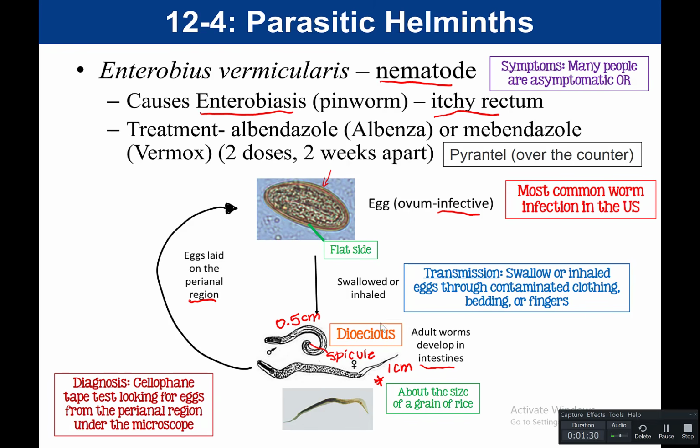You want to know that this worm is dioecious. There are separate males and females. Just a general thing, you don't need to memorize this detail, but just so you're aware, the male is going to be the smaller of the two. You want to know that the male has this structure called a spicule, and the spicule is a reproductive structure.